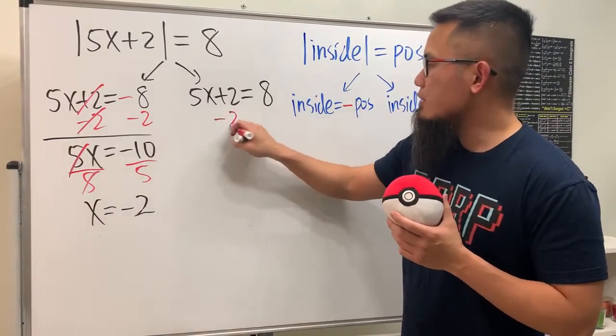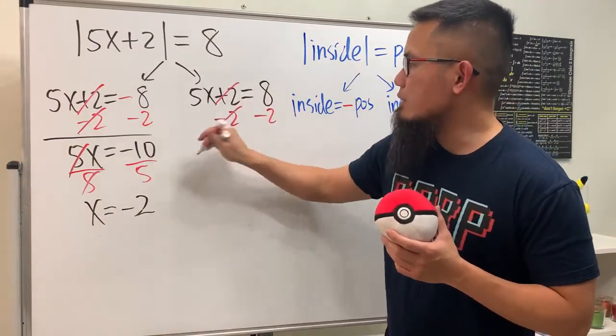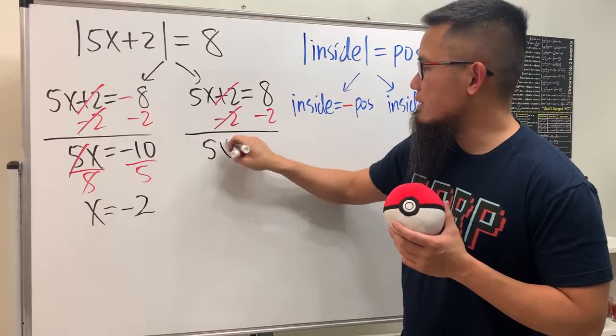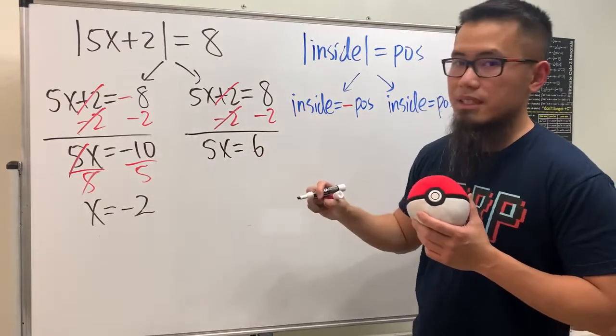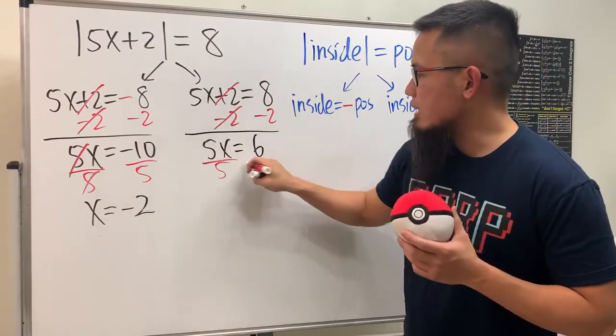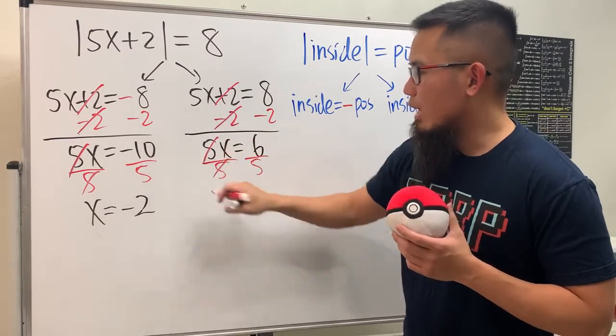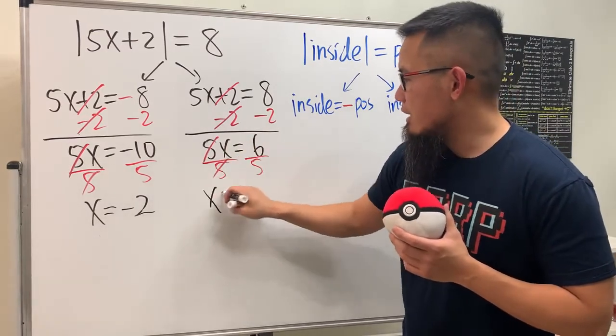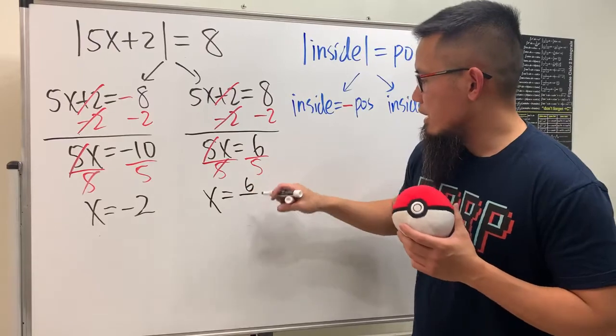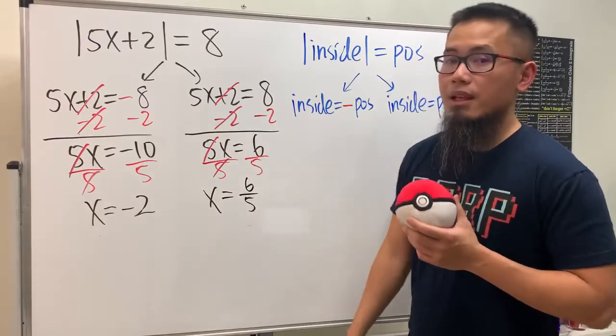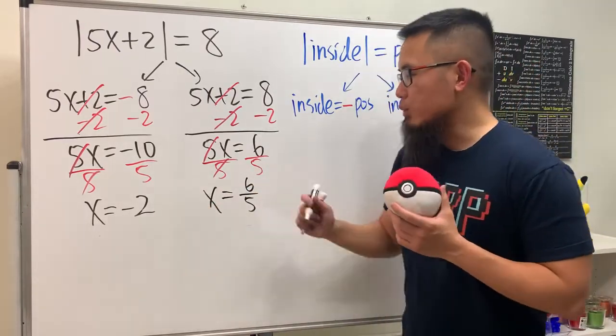Right here, minus 2 on both sides, cancel this out, and we get 5x equals +6. And then divide both sides by 5. Cancel this out, and we get x equal to 6 over 5. So there we have it. Here we have the two answers.